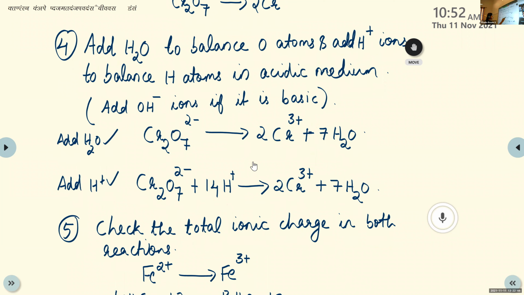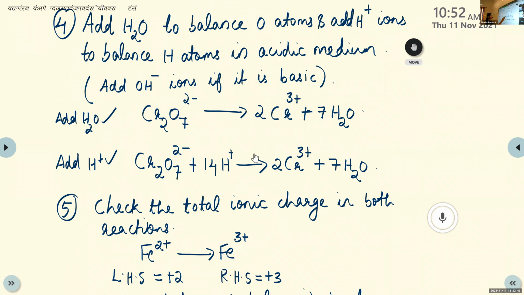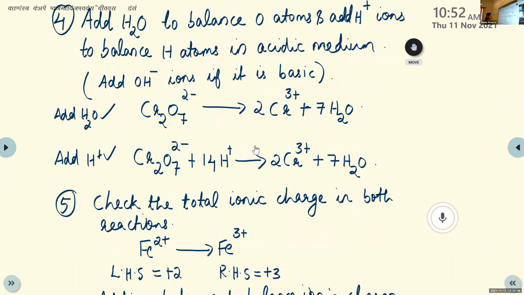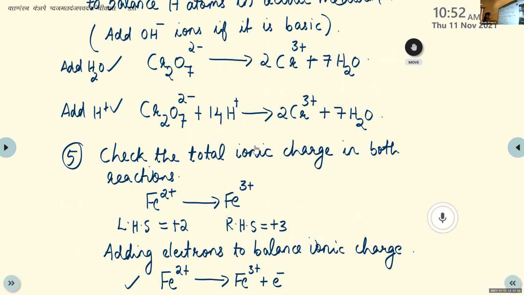Then we are moving to the fifth step. In the fifth step, we have to check the total ionic charge in both reactions. When you are checking the total ionic charge, don't forget to look at the coefficient given before the element. In this reaction, there is no such coefficient. Fe2 plus will give Fe3 plus. So the total ionic charge on the left hand side is +2 and on the right hand side it is +3.